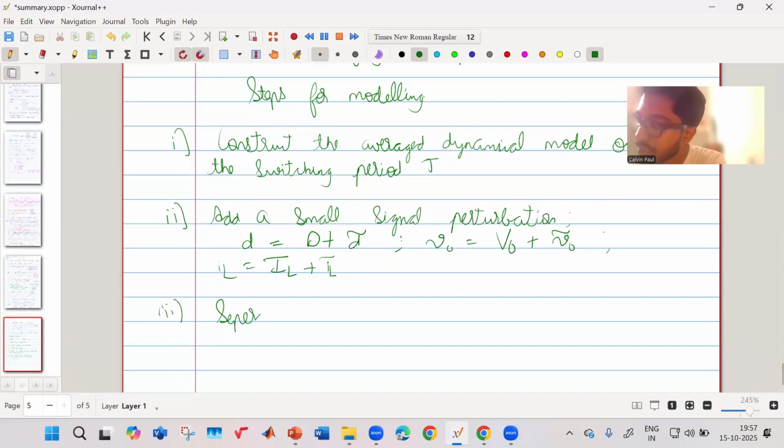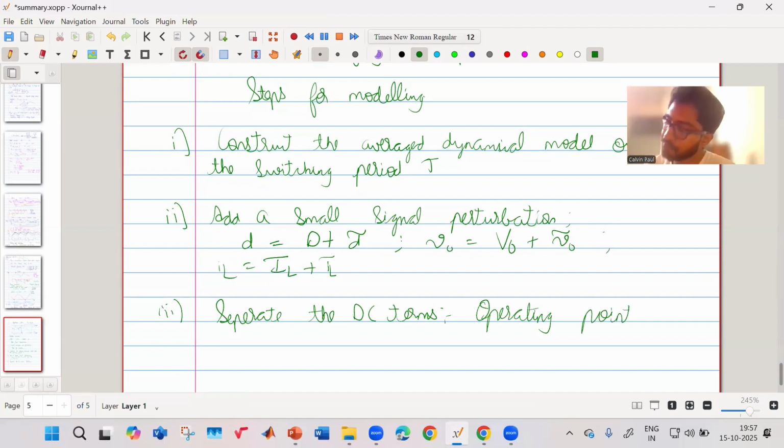Then we separate the DC terms. So these DC terms will give you what is known as your operating point. They provide you with the information of your operating point. So from the operating point, you can see what affects the efficiency, where it will settle, which parasitic has which drop. All those you can get from your DC terms.